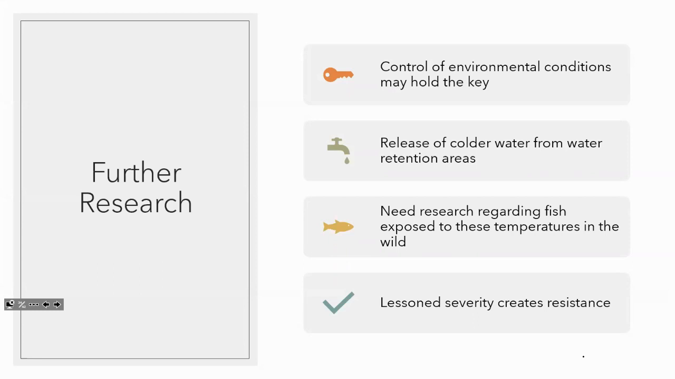Just to sum this up, the control of environmental conditions may be the key to preventing PKD. The release of colder water from retention areas is definitely a possibility, but more research is needed regarding fish exposed to these temperatures in wild settings, because it's only under laboratory conditions where the 15 degrees is really the main contributor to the development of PKD. There may and probably are other environmental conditions that go into the development. Additionally, if we are able to even make some of these half measures, lessened severity of PKD creates resistance in fish populations.